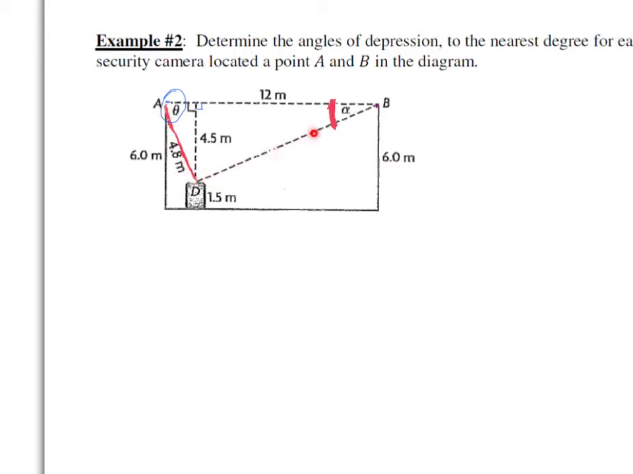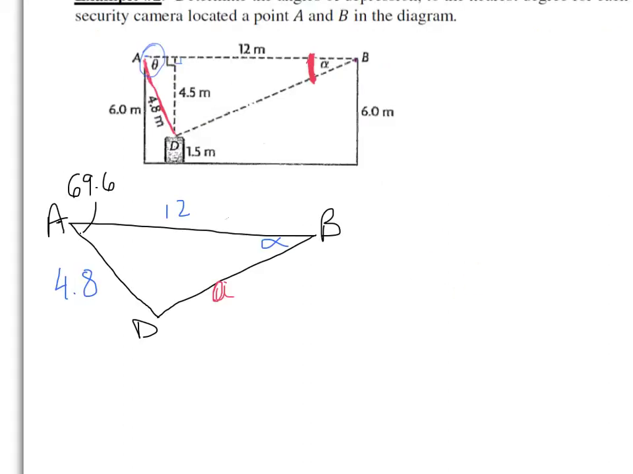So I'm going to draw this whole big triangle A, B, D down here. Okay, so this is the triangle ABD from up here, okay, and we know that this angle is 69.6, this is 12, this is 4.8. We're trying to find this angle, and we're missing this side, little a. So what we have here is a side, an angle, and a side. That's an SAS situation. So we can find this side, little a, by using the cosine law.